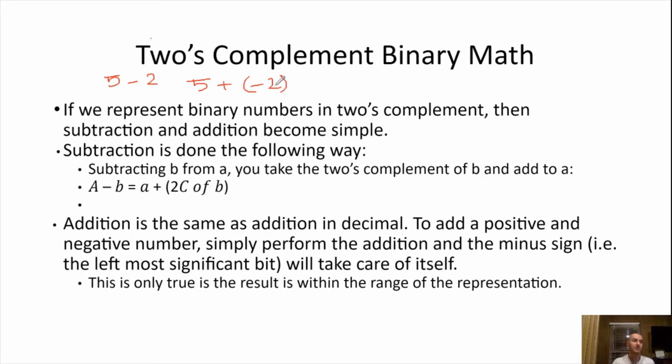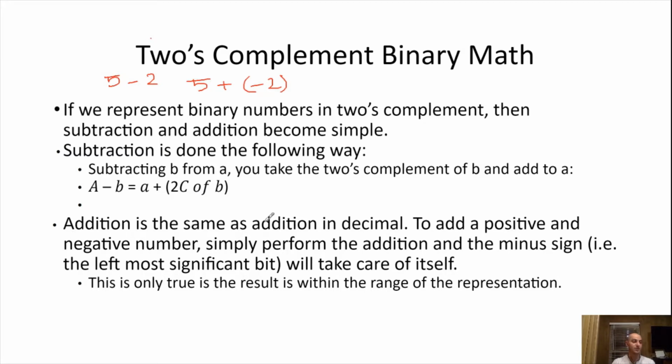We can represent that as 5 plus minus 2. So these are the same thing. This is basically what we are doing. But how we are getting this minus within the number, we are doing a two's complement. So a minus b is a plus two's complement of b. And that basically takes care of that, and we can just do addition then.